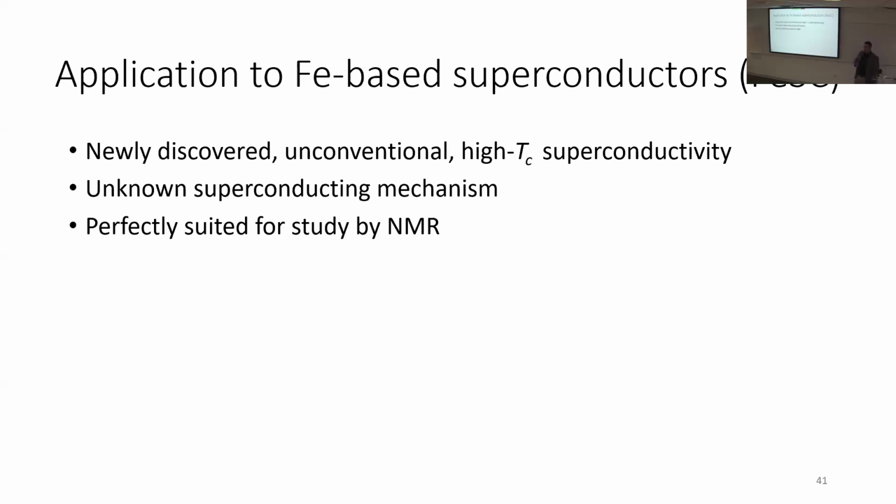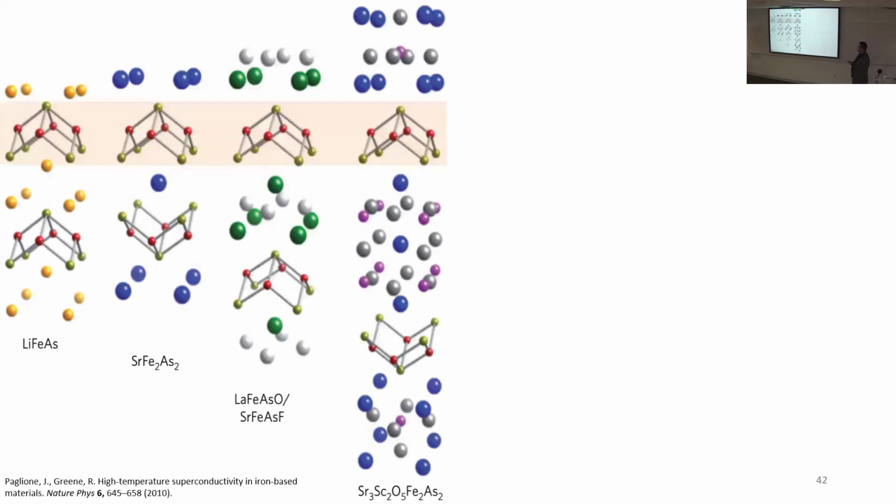Now, the way that the crystal structure is set up, which I talked a little bit about earlier, it is perfectly suited to be studied by nuclear magnetic resonance. And so here are the different families of iron-based superconductors. Here they have the 111 and the 122s. These are named after their stoichiometry. So it's sort of a colloquial way to refer to them.